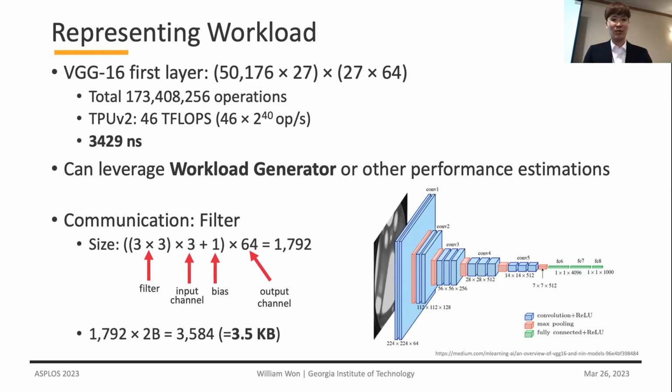And for the communication size, here is a simple CNN with all data parallel, so it's fairly straightforward to calculate. The filter size is about 1800 parameters in the first layer. And if we assume each parameter is 2 bytes, then the communication size is about 3.5 kilobytes.